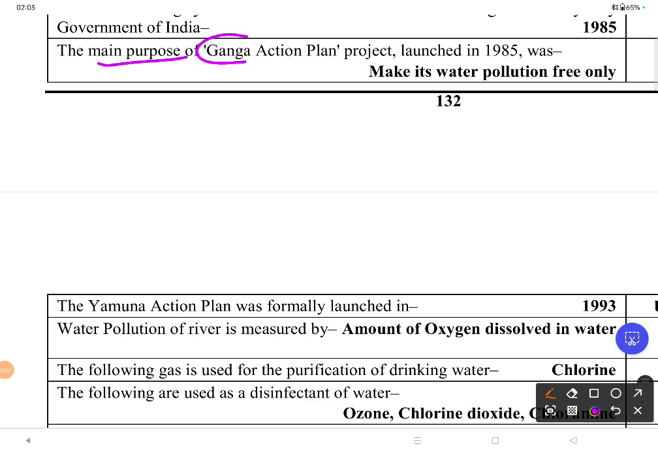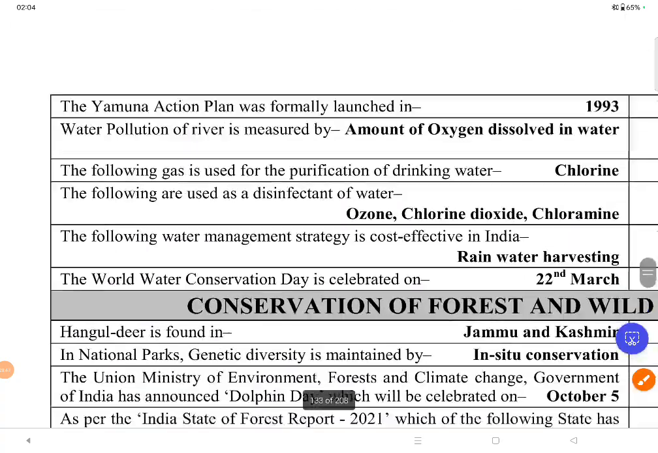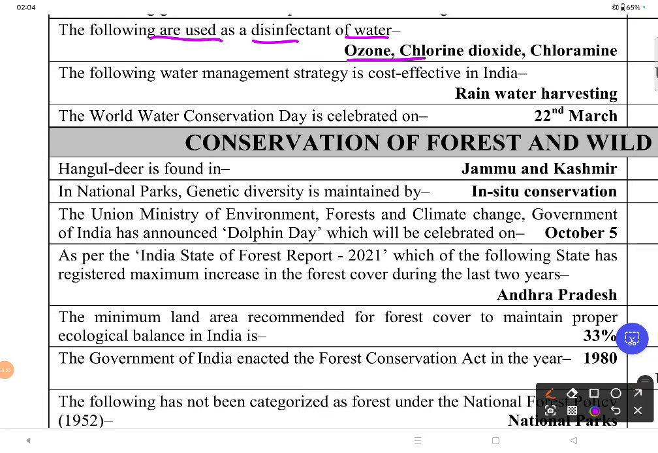The main purpose of Ganga Action Plan project launched in 1985 was to make its water pollution free. The Yamuna Action Plan was formally launched in 1993. Water pollution of river is measured by amount of oxygen dissolved in water. The following gas is used for purification of drinking water: chlorine. The following are used as disinfectant of water: ozone, chlorine dioxide, chloramine.